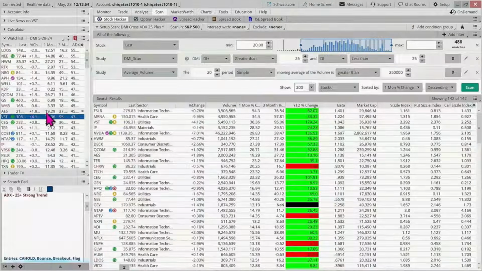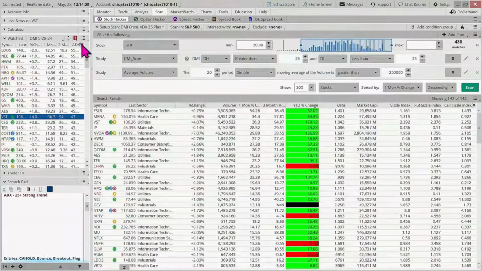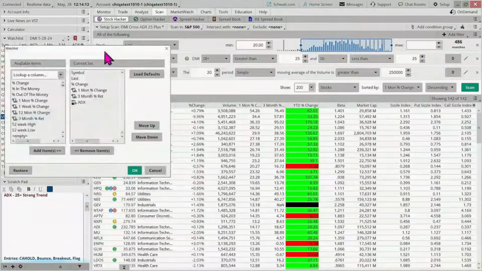Let's go to looking at a result and talking about a mechanical system. Okay, so I have the watch list. I put it here in my columns over here on the left with my watch list. I have ADX. So again, I'm going to click on that gear.